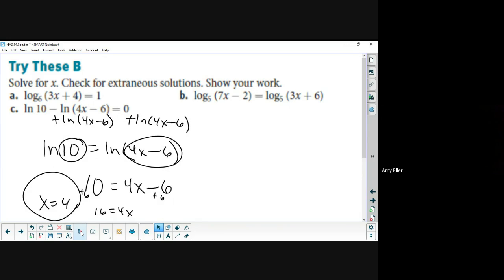You can start from the very beginning. I'm just going to type ln 10, close that parentheses, minus ln 4 times 4 minus 6. It works.